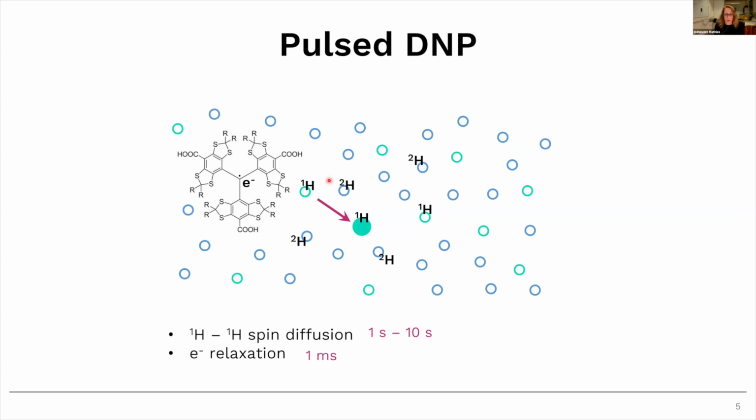And during this time, proton-proton spin diffusion makes sure that the magnetization that we've just transferred spreads into the sample. This is a slow process, and it typically happens on a time scale of seconds.